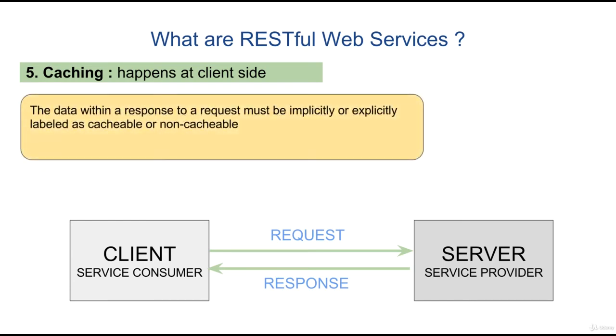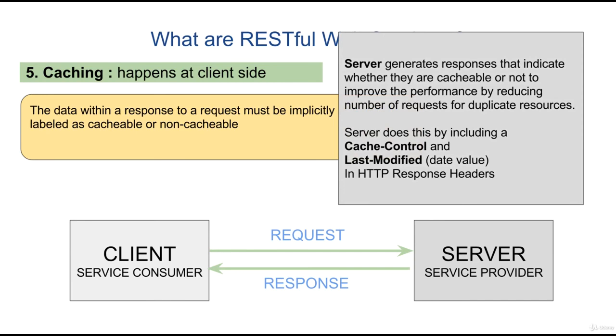Whenever a client sends a request to the server, the server gives back the response which contains the actual data, and along with the actual data there is some other metadata or some other information in the headers which tells the client whether it has to store the response locally or not, or in other words whether the client has to cache the response or not. So the server generates a response, and in the response we also have some headers like Cache-Control and Last-Modified, which tell the client whether the response should be cached or not.